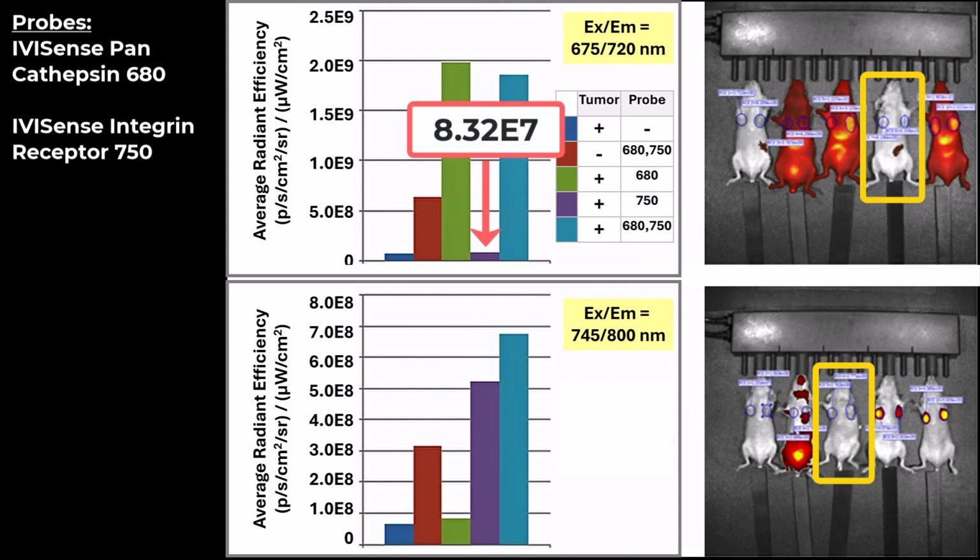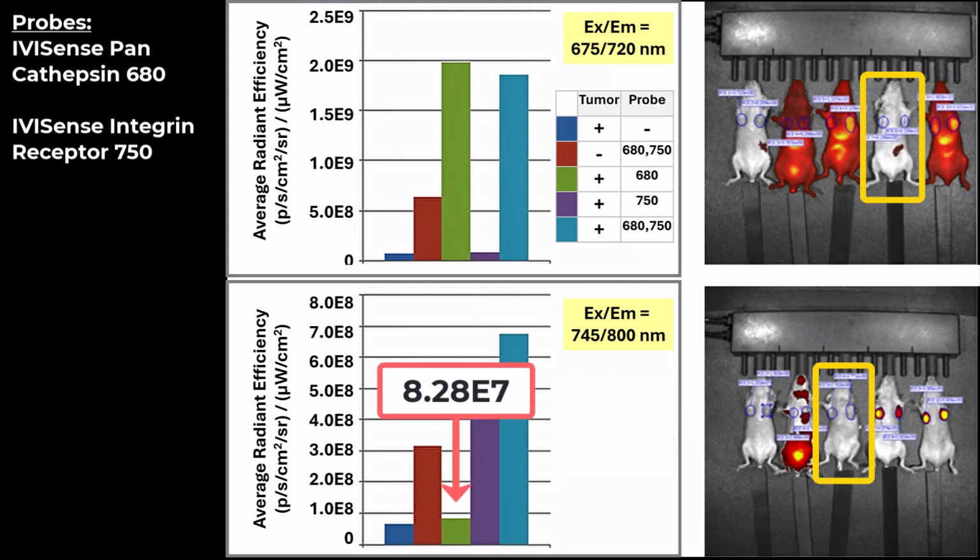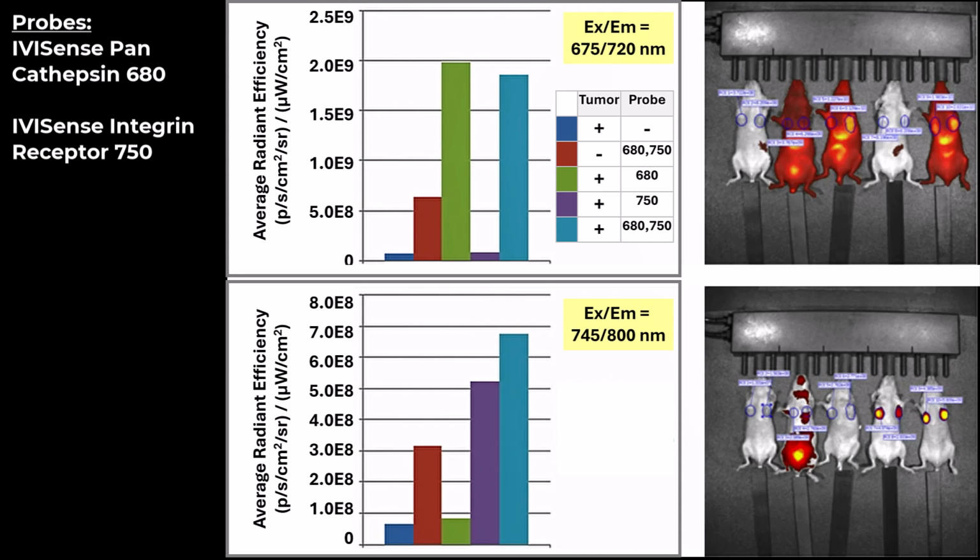Specifically, mouse 4 had near background radiant efficiency at 8.32 times e to the 7 when using filters optimal for IVASense pancathepsin 680, and mouse 3 had near background radiant efficiency at 8.28 times e to the 7 when using filters optimal for IVASense integrin receptor 750. Furthermore, both probes showed a high degree of specificity for the target 4T1 tumor cells.